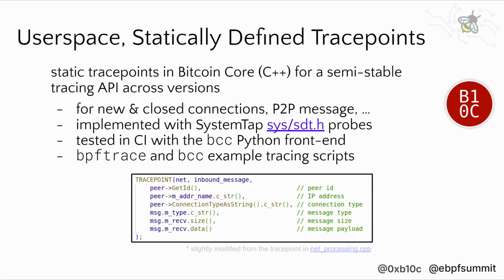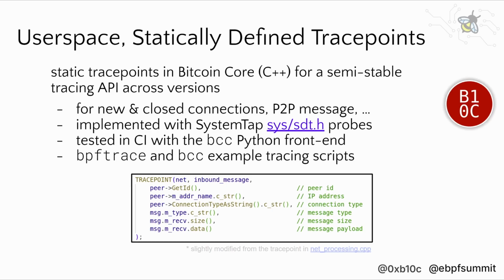To look into the software behavior during runtime, I've opted for tracing with eBPF and static tracepoints. Static tracepoints, compared to dynamic tracing with, for example, uprobes, allow us to have a semi-stable API even if the code is being refactored across versions. There are, for example, tracepoints for opened, closed, and evicted connections, as well as for inbound and outbound messages. These are implemented using the systemtap probe macros.